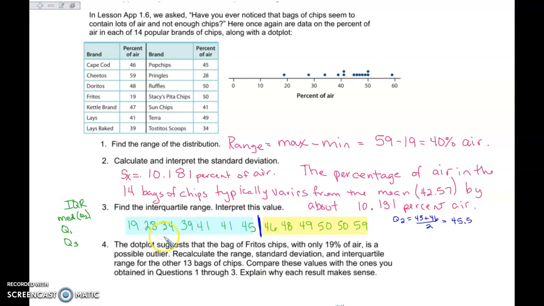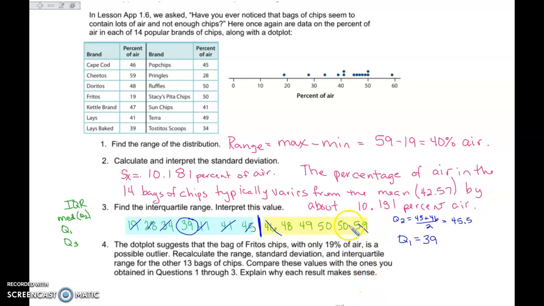Okay, so to find Q1 is over here. So you're just going to cross these off like we've done in the past. 1, 1, 1, 1, 1. So 39 is your Q1. So Q1 equals 39. Okay, same thing with the upper half.